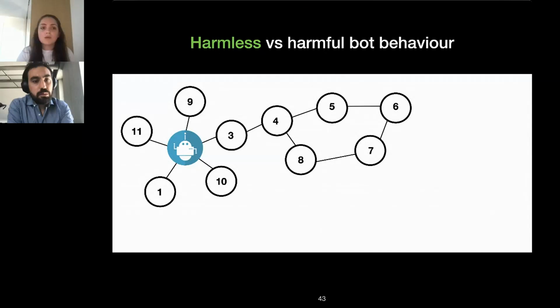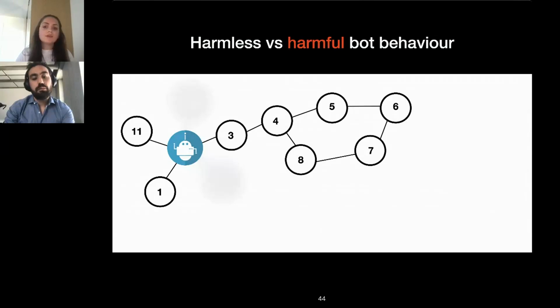They just want to see what people are doing on the platform. But if we talk about a harmless bot, they are visiting the social graph with some intent. So they are not considering all the next people, all of the person's friends to visit next. They are only considering the people that are likely to respond to what they are looking to achieve by visiting their profile. So that is the difference between harmless and harmful bot behavior.